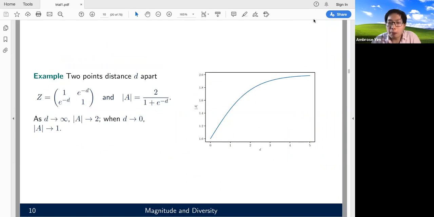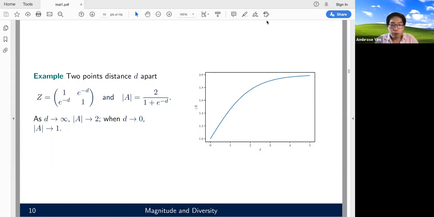And here's an example. Let's imagine we have 2 points, 2 articles, and we have some distance d apart. If they're distance d apart, then we say the similarity is the exponential of minus d, which sends the distance to a number between 1 and 0. And moreover, as the distance increases, the similarity decreases.